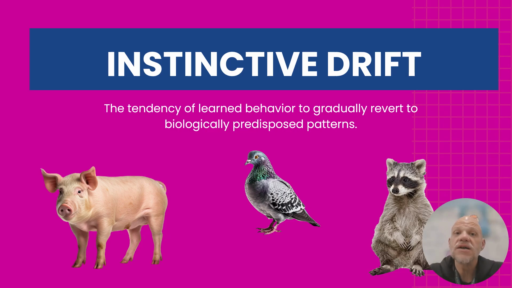Well, in learning, when an animal sort of goes back to its biologically predisposed patterns, we call it instinctive drift. An example is if you taught a pig to take a ball and put it into a basket. If the pig would take the ball and drag it through the mud before it put it into the basket, that might be something that is biologically predisposed in the pig, and there's not anything you can sort of train out of it.